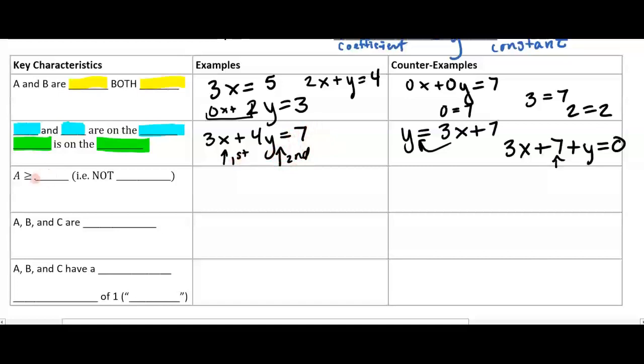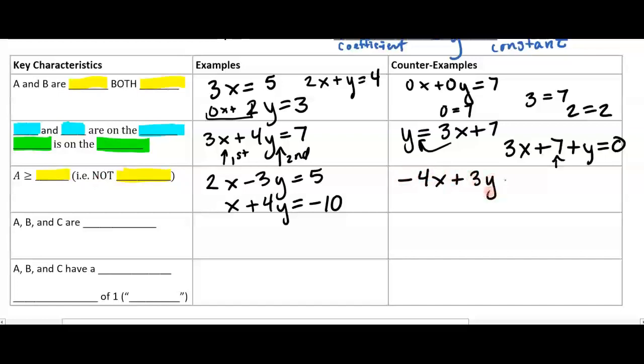A third characteristic is that A, this first term, should be greater than or equal to 0. In other words, A should not be negative. We want our x term to be positive, or if there is no x, then it's 0. So it could be positive or just not be there at all. Another example might be 2x minus 3y equals 5, or x plus 4y equals negative 10. These are all fine.